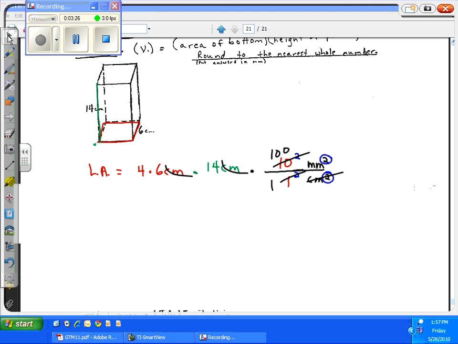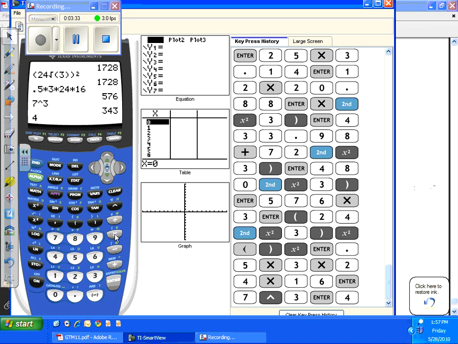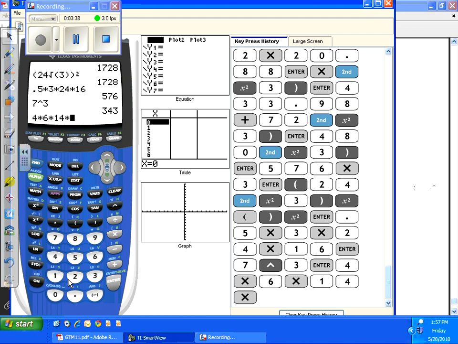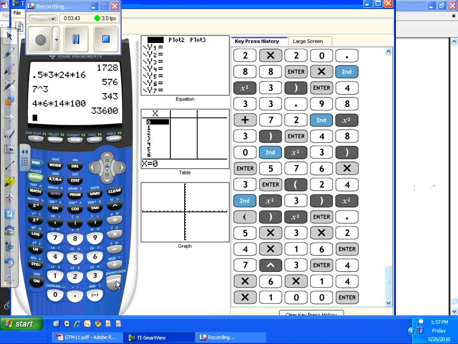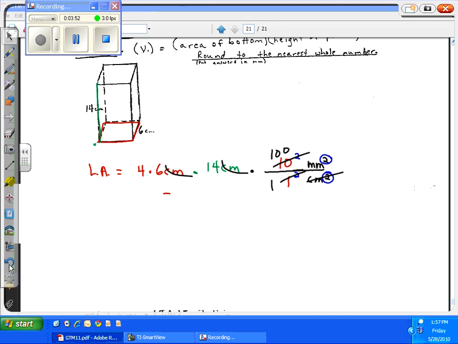So we're going to have 4 times 6 times 14 times 100. We're going to get 33,600 square millimeters for the lateral area. Any questions on that?